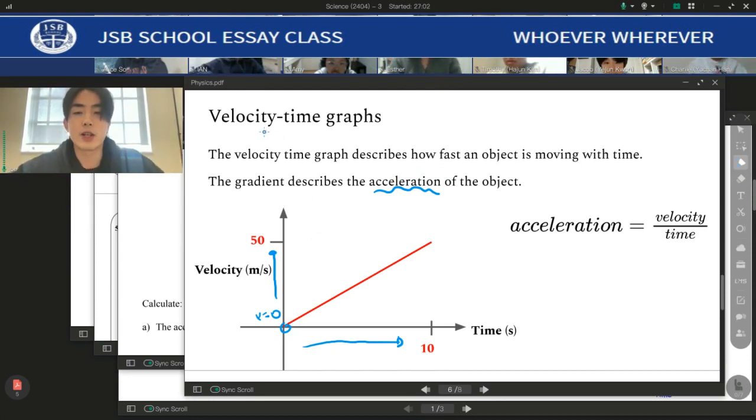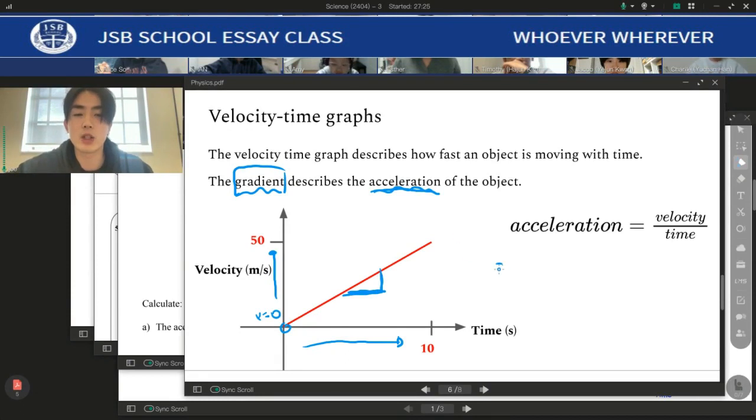So for a velocity time graph, we can actually work out the acceleration, okay? And the acceleration is this equation here, velocity divided by time, or the gradient, okay? Gradient is a maths term, but gradient just means how steep it is. I think you guys have done it in maths anyway, right? How steep the line is. This gradient tells us the acceleration of the vehicle.